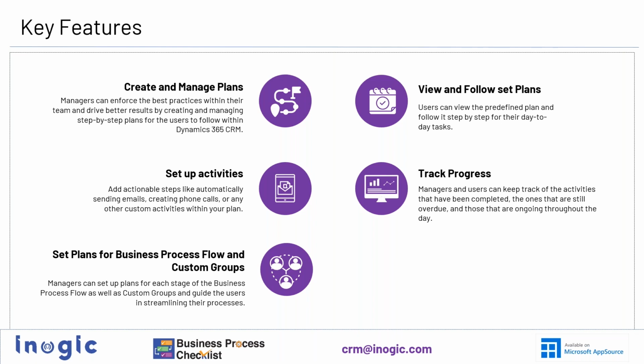The best part is that you can seamlessly integrate these plans into the out-of-box business process flow. But don't worry, if you prefer a more tailored approach, you can also utilize custom groups in our solution. And I'll make sure to explain that in detail during the demonstration. One of the key advantages of using the business process checklist is that it allows you to set up various activities and actionable steps. This includes automating tasks such as sending emails, creating phone calls, or even integrating your custom activities to suit your unique business needs.